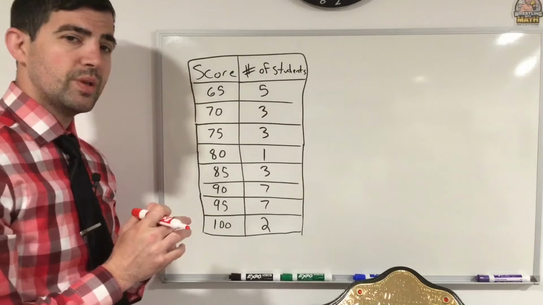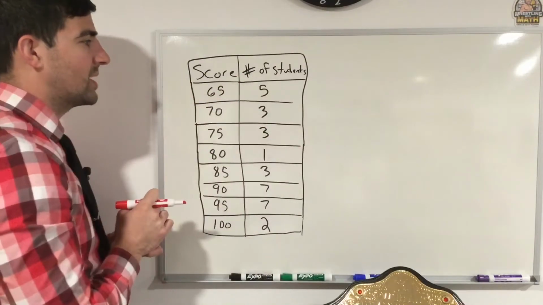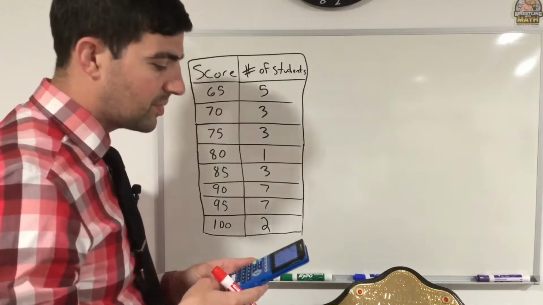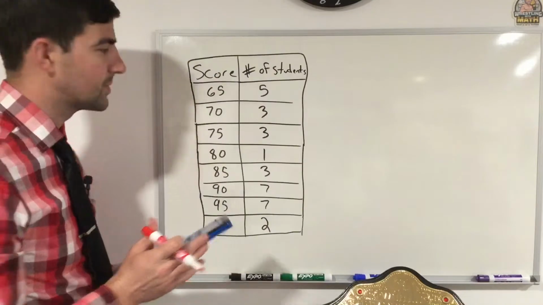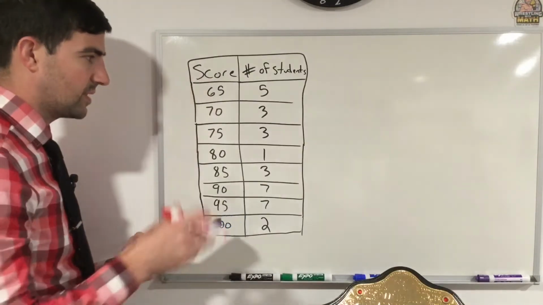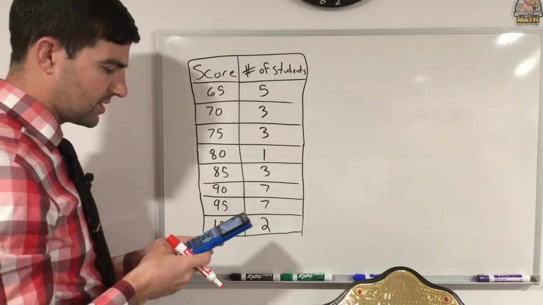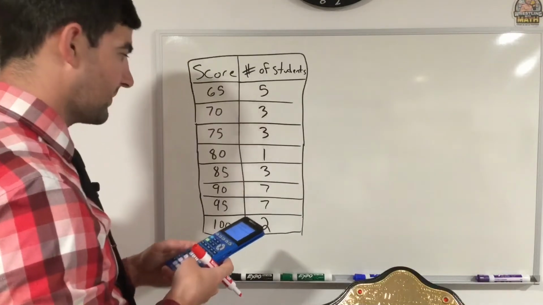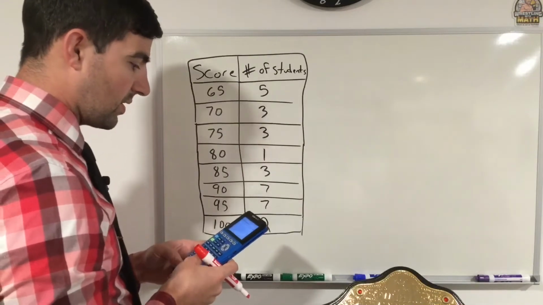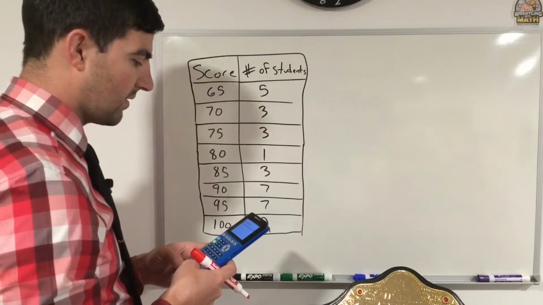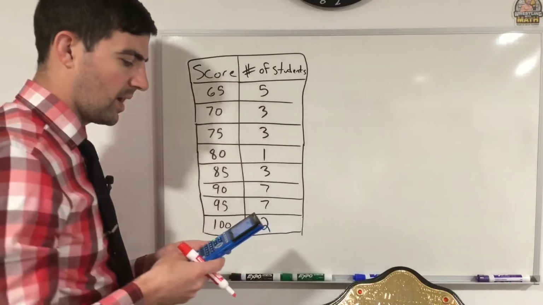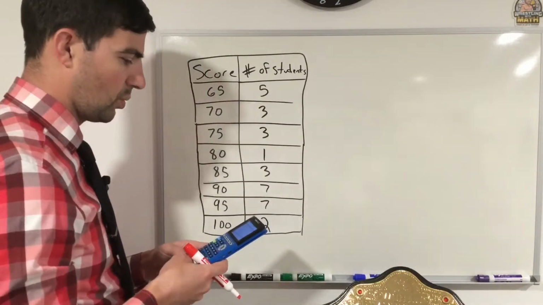So, one way I could do this is, I have 5 students who scored a 65, so I could do 65 plus 65 plus 65 plus 65 plus 65, and I can figure out what that is. I could do 3 students obtained a 70, plus 70 plus 70, plus 75 plus 75 plus 75 plus 80 plus 85 plus 85 plus 85. This is, I would say, the old school way of doing this.